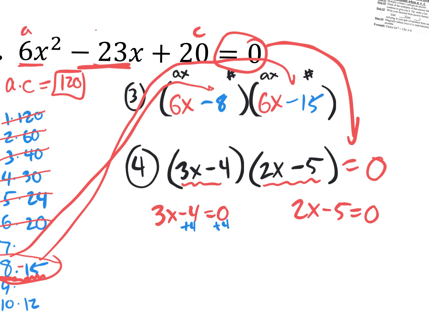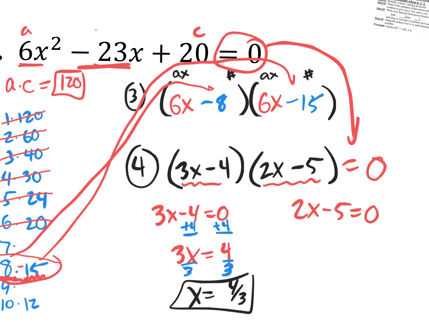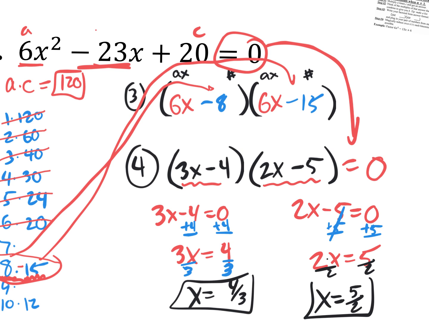Plus 4, we end up with 3x equals 4. Then we divide by 3, divide by 3. There's your answer, x equals 4/3. The other one, we add 5. We end up with 2x equals 5. Final step, divide by 2, x equals 5/2. So those are your 2 answers for this equation.